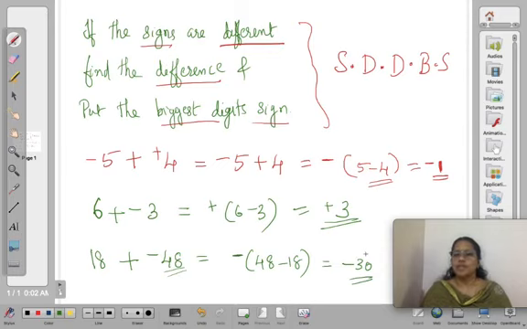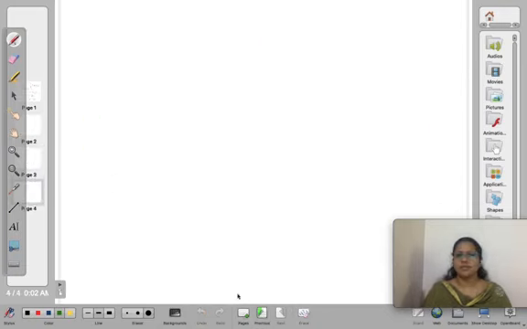So when you find the sum and difference of two integers, use these rhymes to do it. Clear? Okay. Then what will happen in multiplication and division? Before that, subtraction. Subtraction of integers.